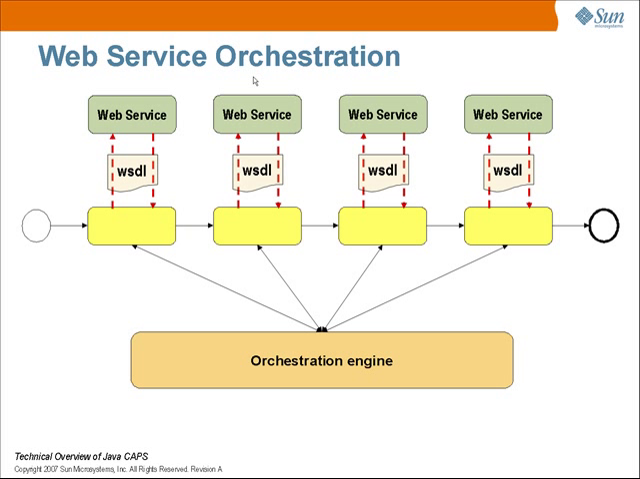Now in our diagram, we have four separate activities invoking four separate services described by four separate WSDL documents that describe the functionality of each of their respective services that are going to be utilized by our business process.